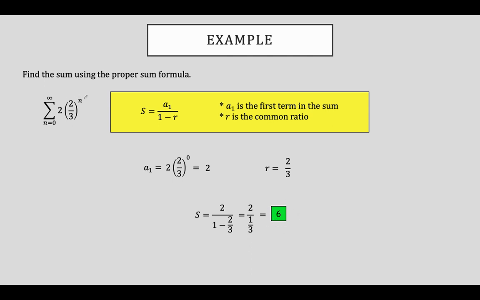Yes, if we were to take every single term in this sequence and add them all together, we would end up with 6. Let's try another one.